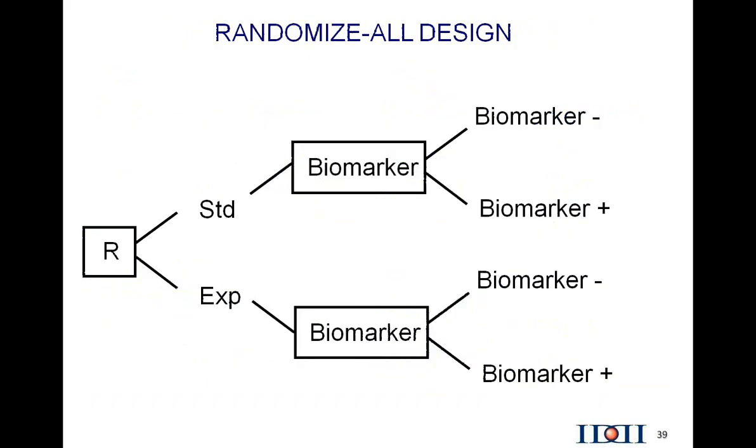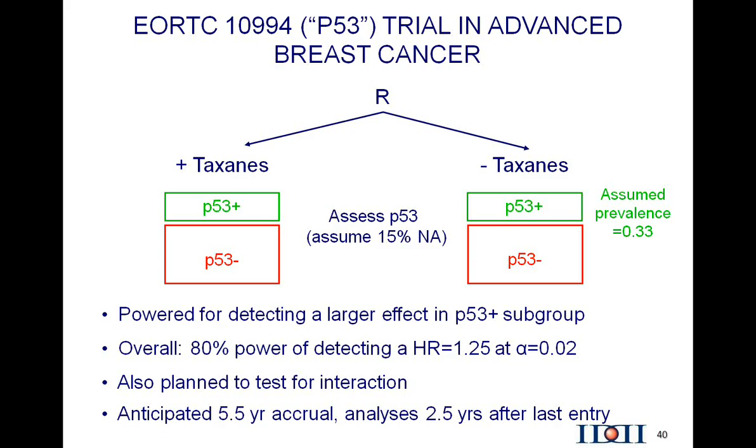The randomize-all design is quite a simple design. Patients are in fact randomized between standard and experimental, and then the biomarker value is determined in all patients. An example of such a trial is the EORTC so-called P53 trial in advanced breast cancer. The hypothesis here was the benefit of taxanes would be larger in P53 positive patients. So the idea was to look at the design as testing both an overall question about the benefit of taxane, but also looking at whether the benefit of taxane was in fact larger in the P53 subset. And the P53 subset was assumed to be about 1/3 of all the patients.